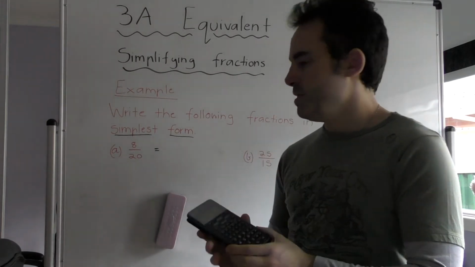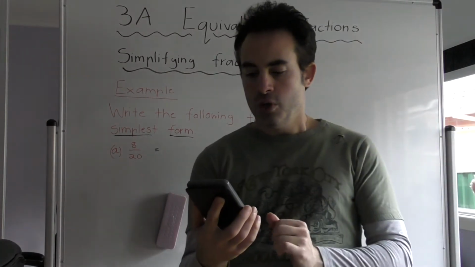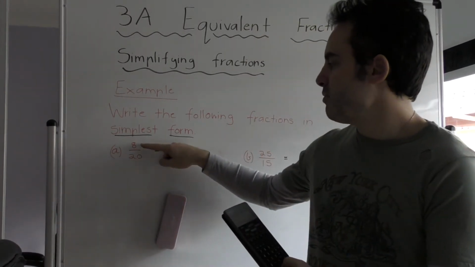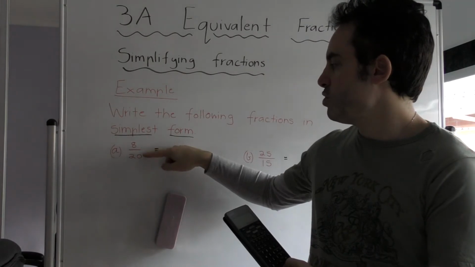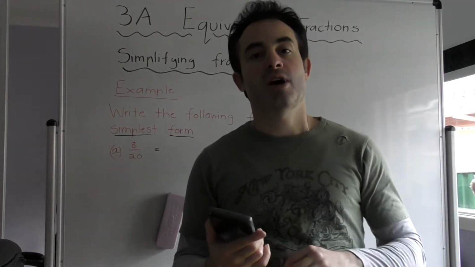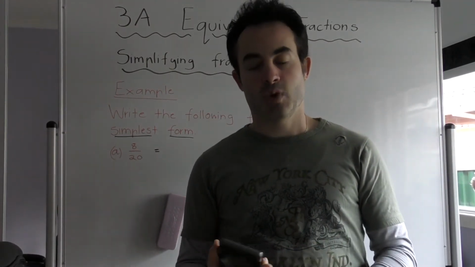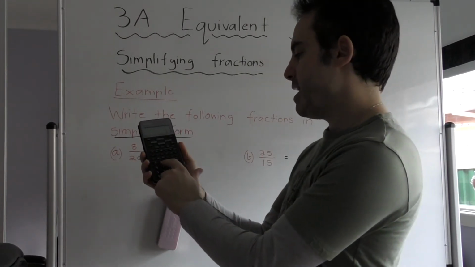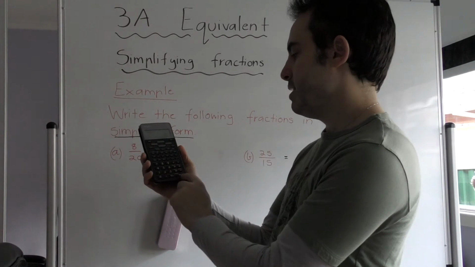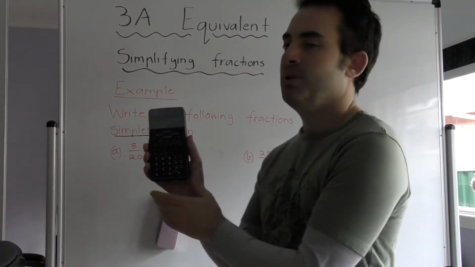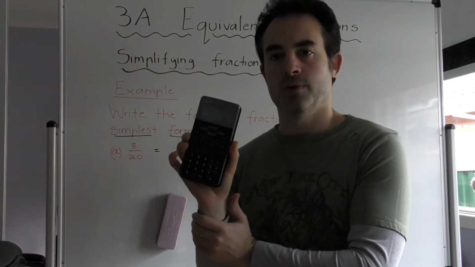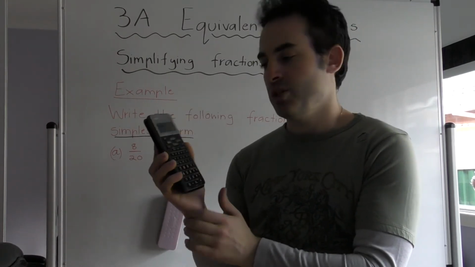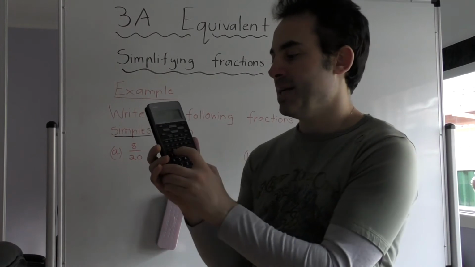So how do we do it using the calculator? When you want to type in a fraction, 8 over 20 for example, you can type in 8 divided by 20. I'm going to do that first, using my keypad here: 8 divided by 20 and equals, and I'm going to get a decimal, 0.4. Now, in order to convert that to a fraction, you press the fraction button here.